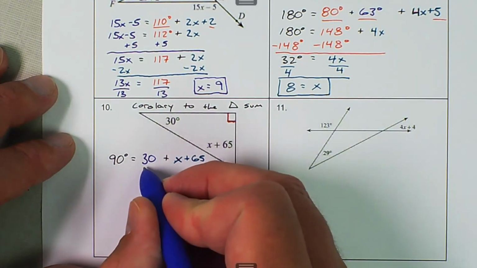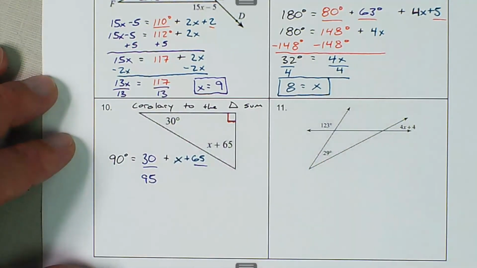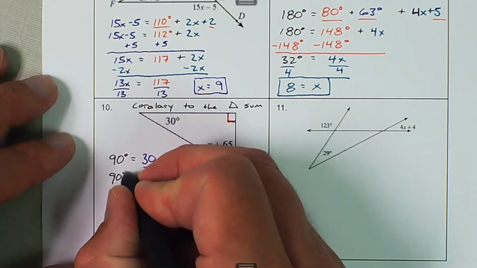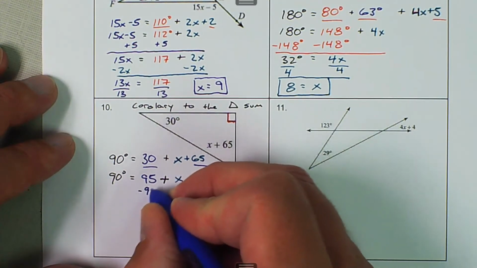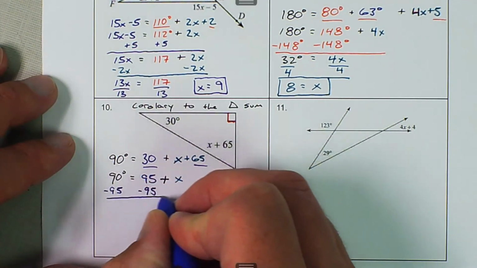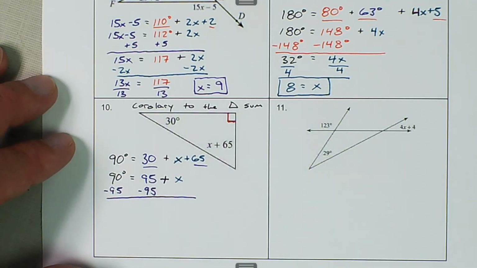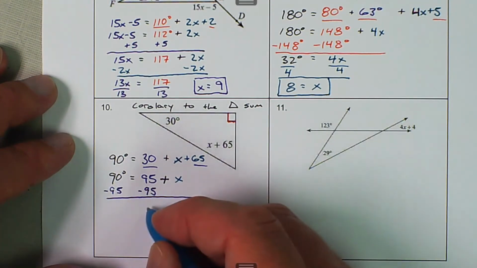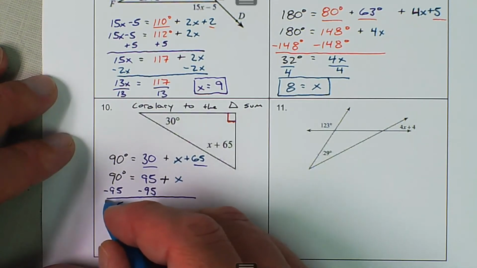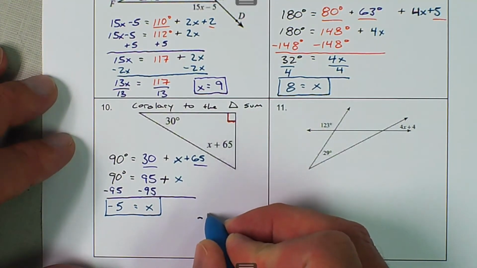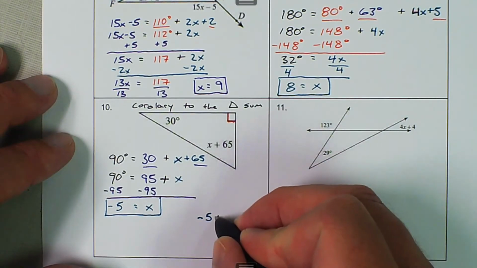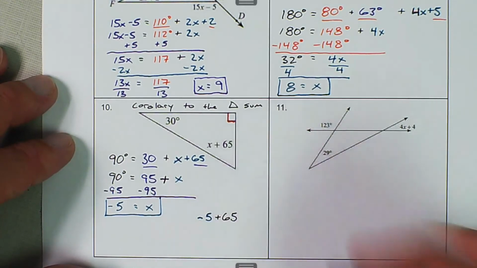So we can combine our like terms, and we get 95. So 90 degrees is equal to 95 plus x. And then we can subtract 95 from both sides. And then we get x is equal to -5. Once we substitute that back in, so we have -5 plus 65, that is equal to 60.